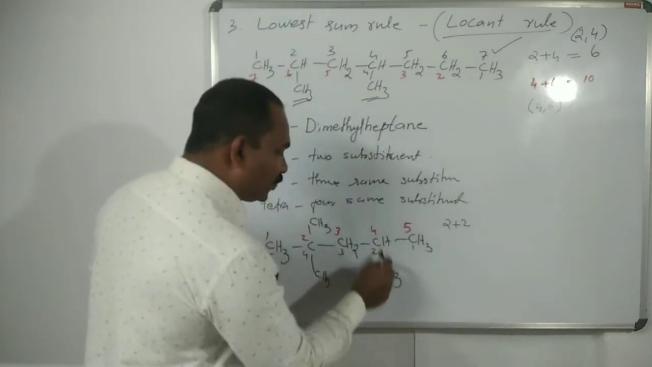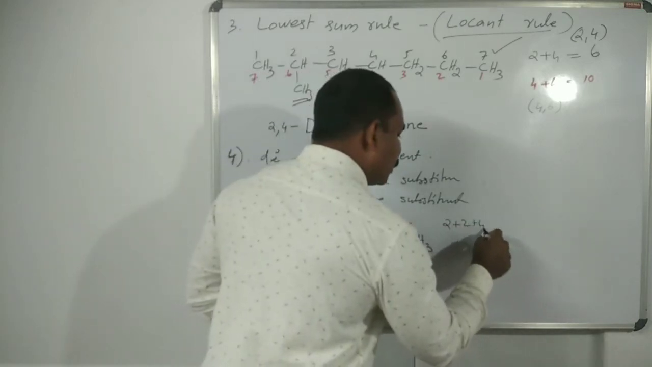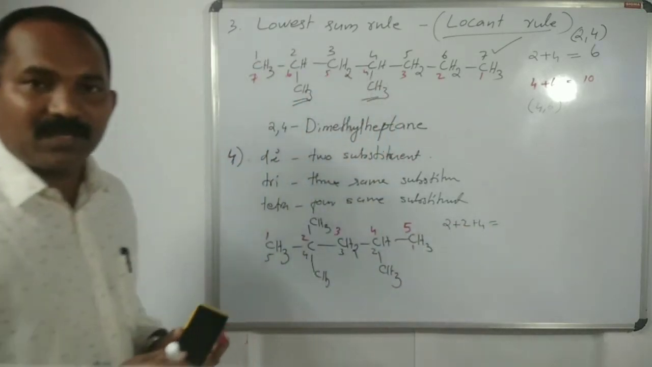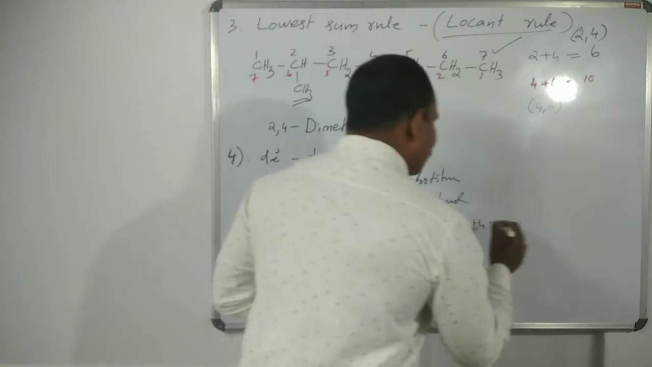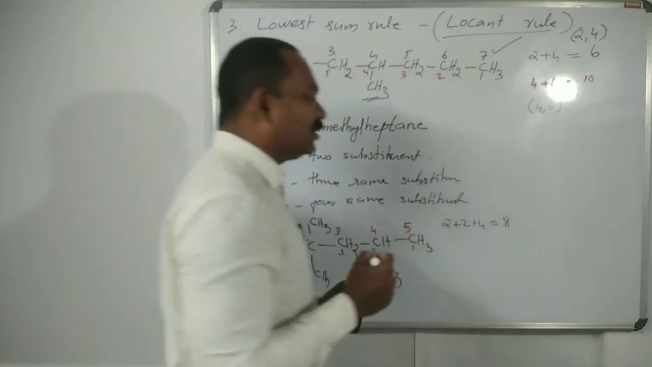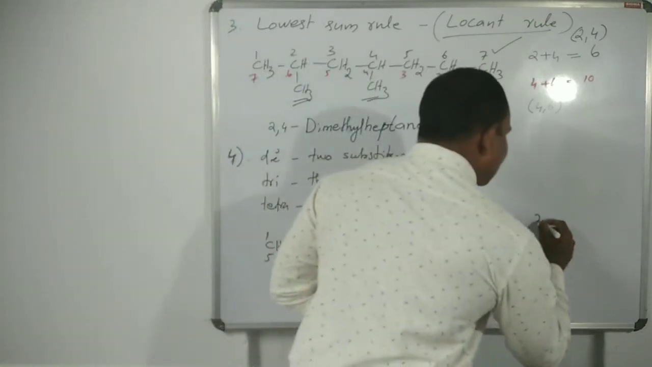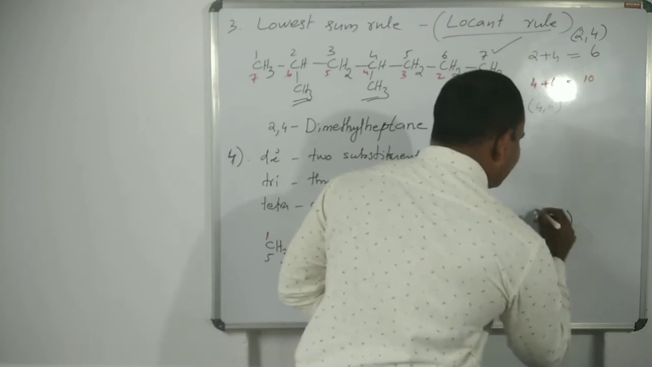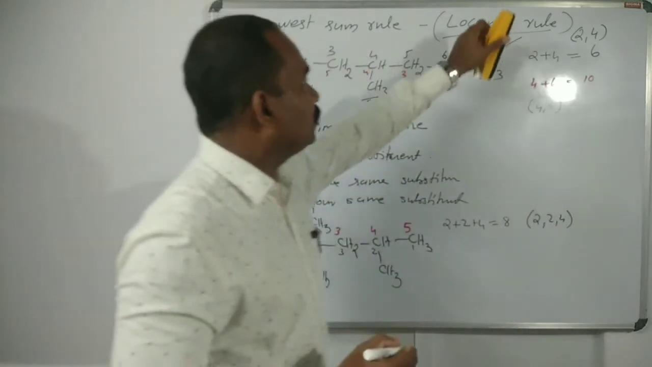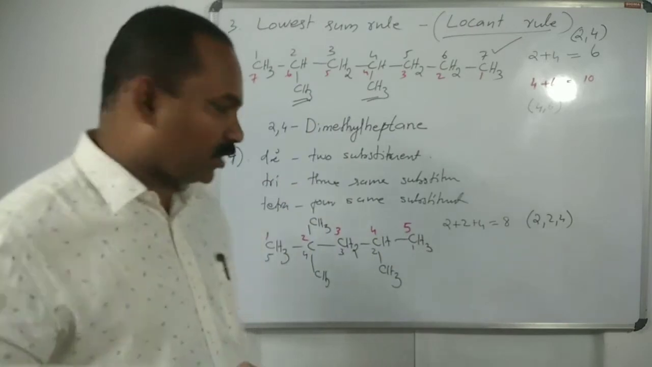Then fourth position, one more methyl group. So the lowest sum is 8. Or you can write the set 2, 2, 4, according to the locant rule.